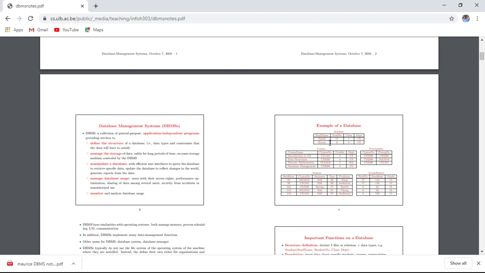Another word for a record is tuple, T-U-P-L-E. So how many tuples do we have as far as the student table is concerned? We have 2. And how many field names as far as the student relation is concerned? We have 4 field names.